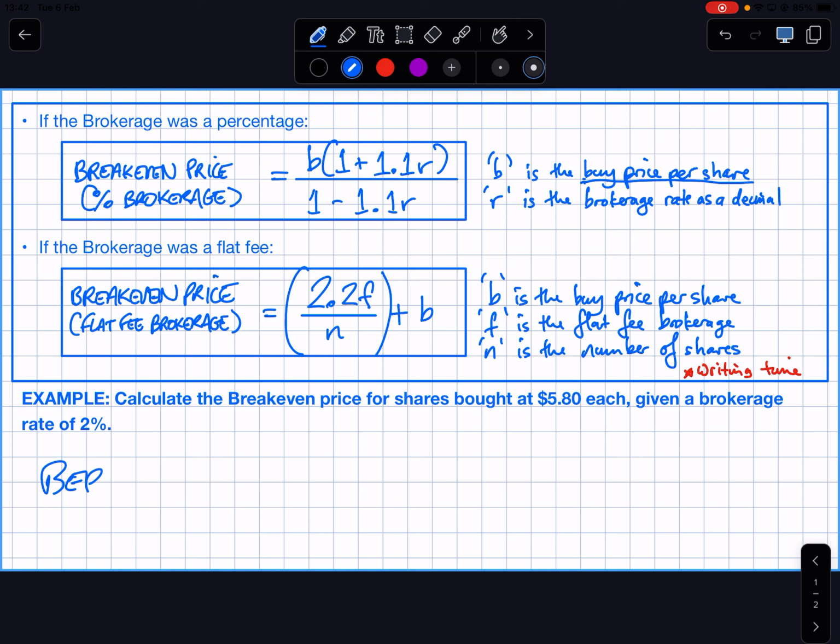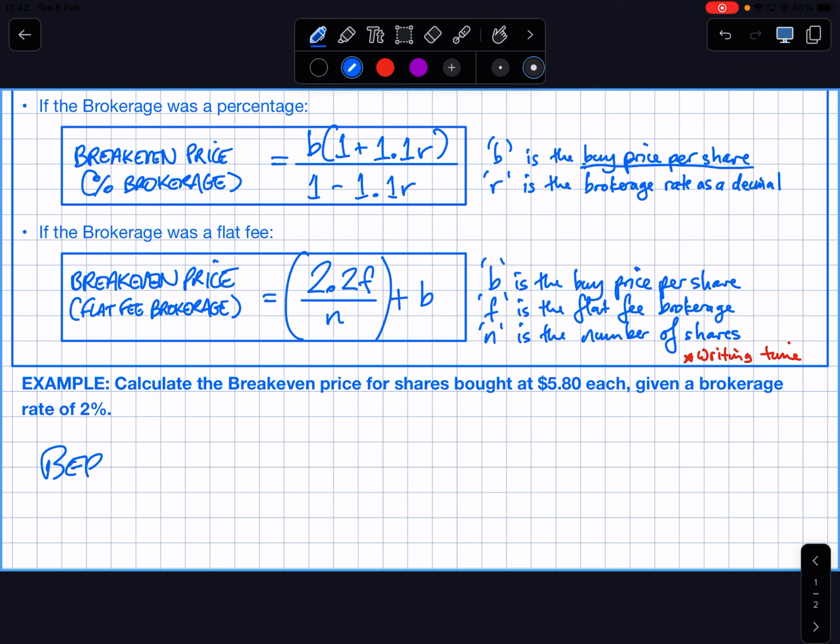Let's try brokerage break-even price. Calculate the break-even price for shares bought at $5.80 each given a brokerage rate of 2%.